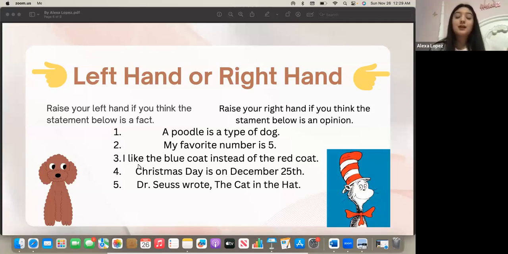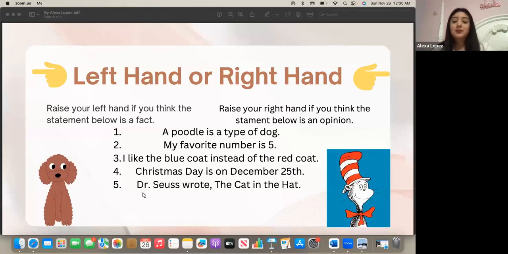Sentence. So, Christmas Day is on December 25th. Is it a fact or is it an opinion? Okay, I see a lot of left hands. Great job. And it is a fact. Christmas Day is on December 25th. Christmas is always on December 25th every year. Okay? So great job. Let's try the last one, okay?